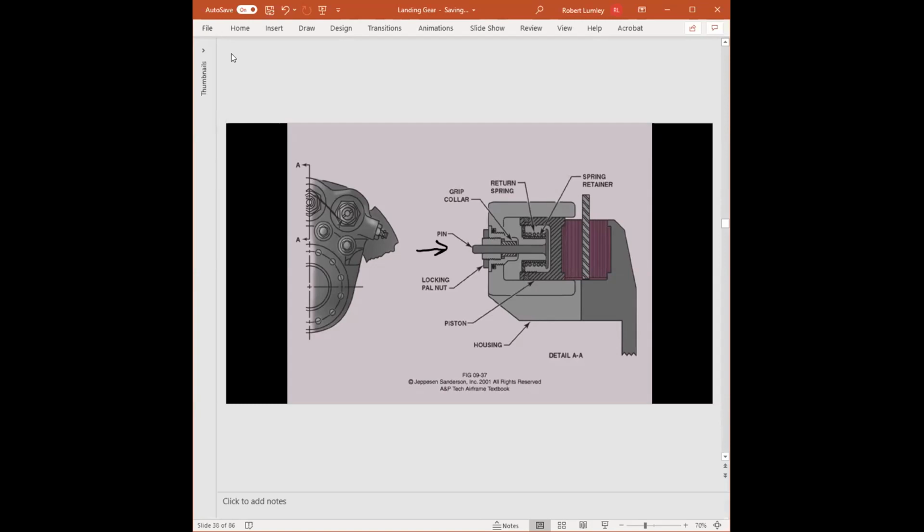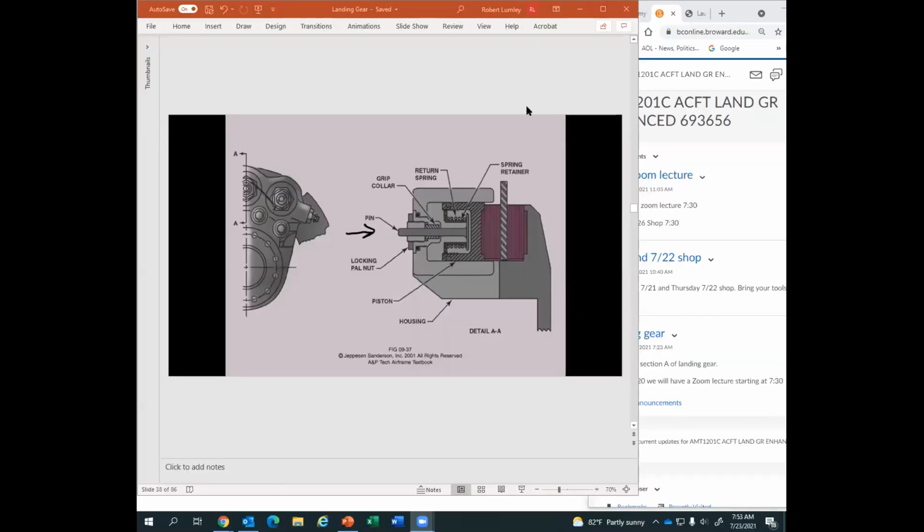Now, for me, I know how it works, and I'm looking at it going, what the hell? So I am going to stop sharing this, and I'm going to open something else, all right? Everybody see my total screen? Yes. Okay.